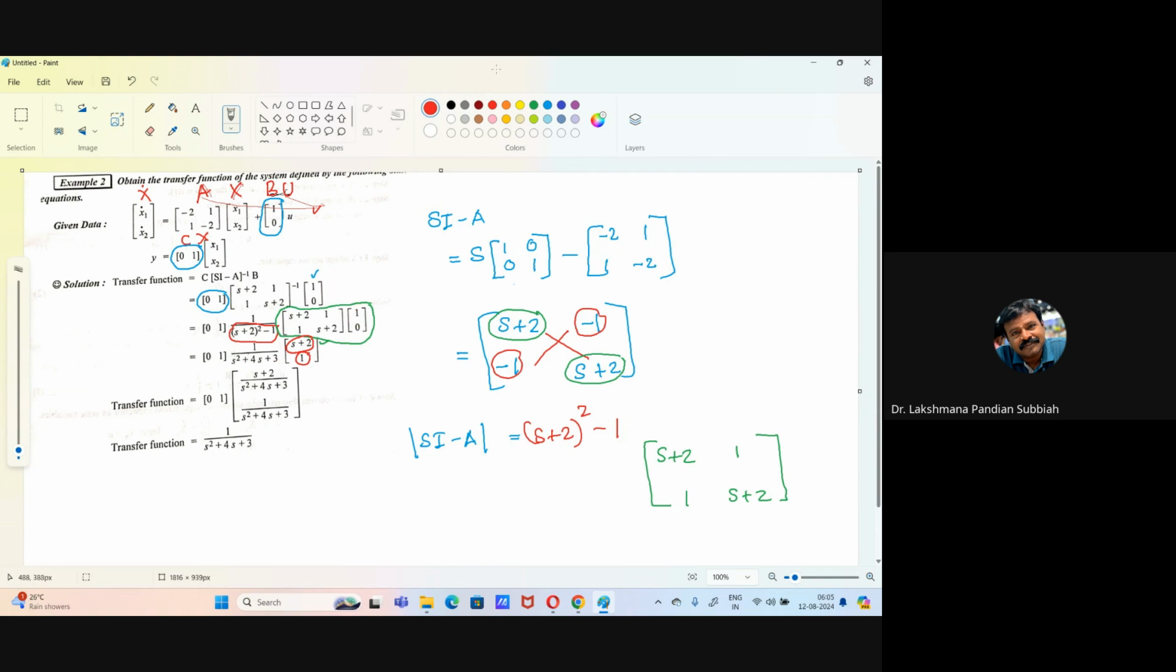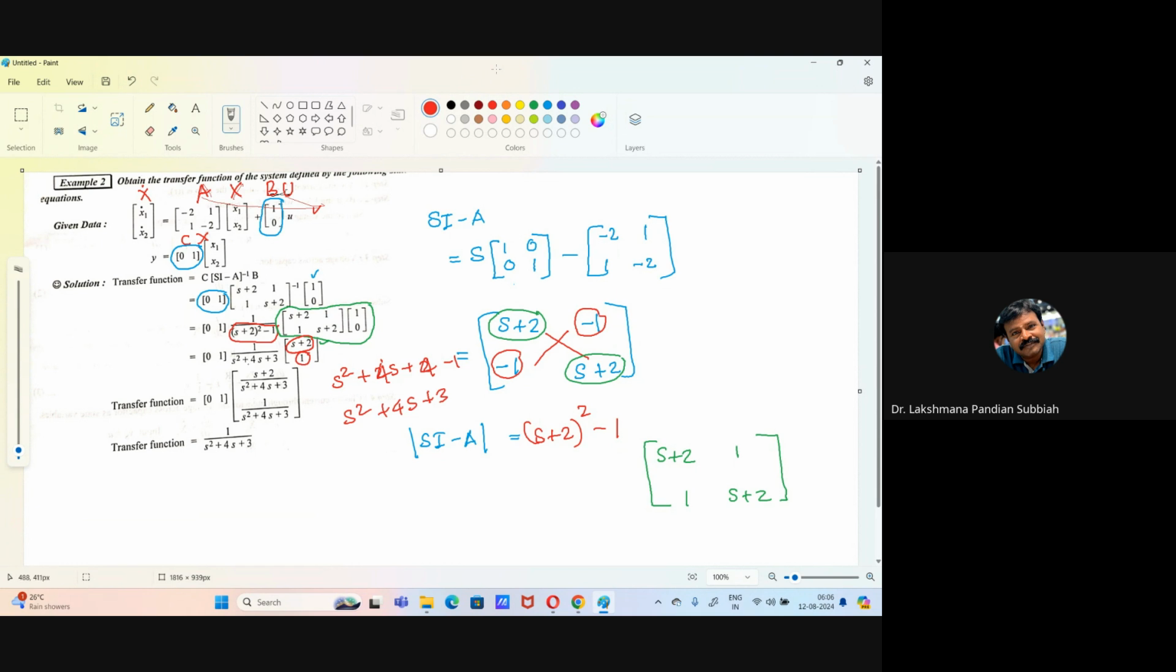Now you have to multiply this by 1 by that determinant. s plus 2 whole square is (a plus b) whole square, so s square plus 4s plus 4, that is a square plus 2ab plus b square, with 2ab being 2 into 2s, that is 4s. Then minus 1. So we get s square plus 4s plus 3.